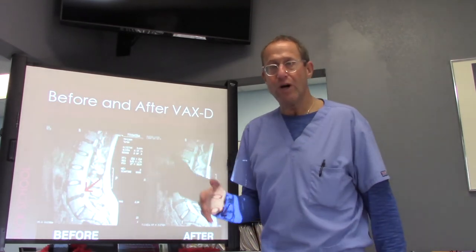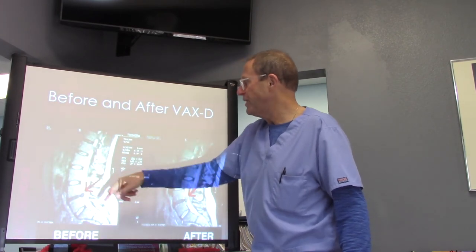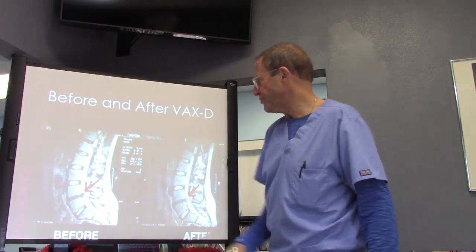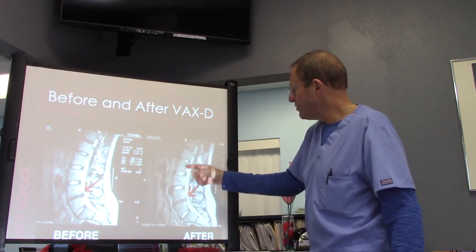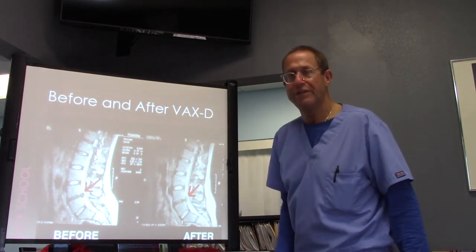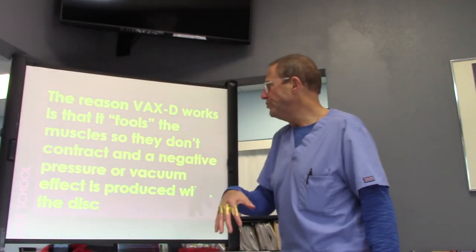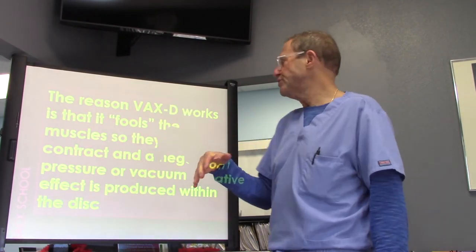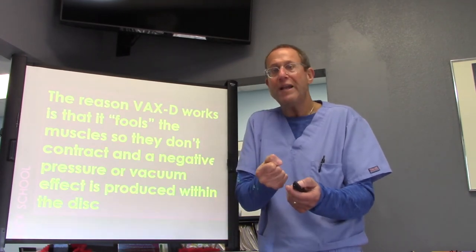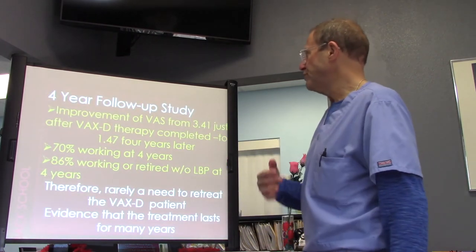Here's a great MRI pre and post. You had a patient here. All these discs are white. They're hydrated very well. This one is degenerated, and look, it's shifted backwards, and it's pressing on the neural structures, on the nerves. Here's after VAX-D. You can see here's the same disc, and it's caused retraction of that nucleus off of the neural structures. So the reason VAX-D works is that it fools the muscles with the logarithmic approach, so they don't contract, because when you pull on a muscle, it will automatically respond by contracting. We don't want that to happen here in order to get the pressure to reduce in the discs.